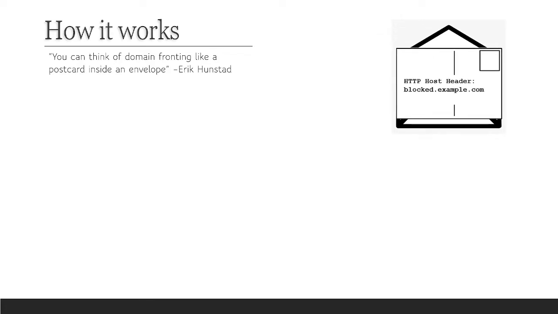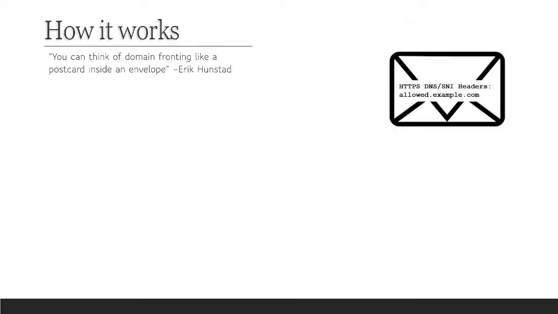The entire HTTP packet is then encrypted and placed inside the payload of an HTTPS packet, where only the HTTPS packet headers are left unencrypted for routers to view. We can address our HTTPS packet headers to something like allowed.example.com, which is a website that we know uses the same content delivery network as our blocked site, to host their web services.